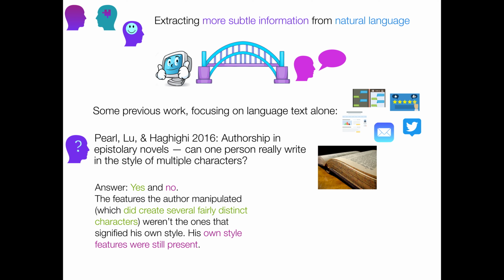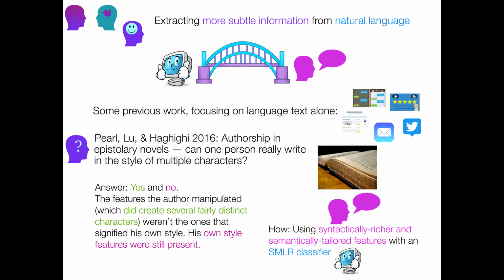Right? The features that the author manipulated, which did in fact create several fairly distinct characters, weren't actually the ones that signified his own style. His own style features were still present. They didn't change. And the way that we discovered this was by using features that were syntactically richer, semantically tailored, drawing again from linguistics and psychology, in combination with a particular classifier that was state-of-the-art at the time, an SMLR classifier.